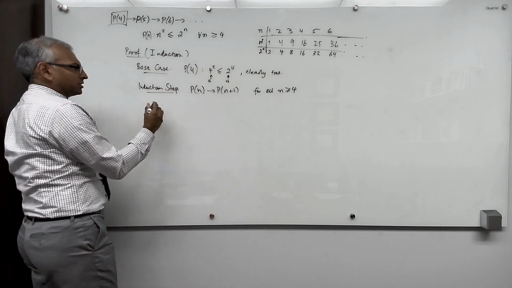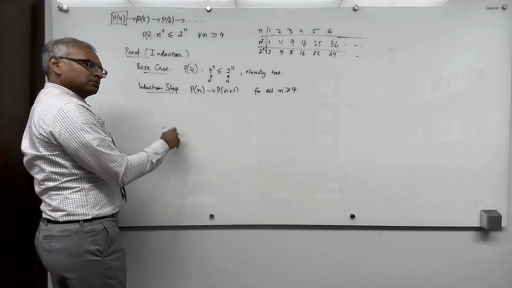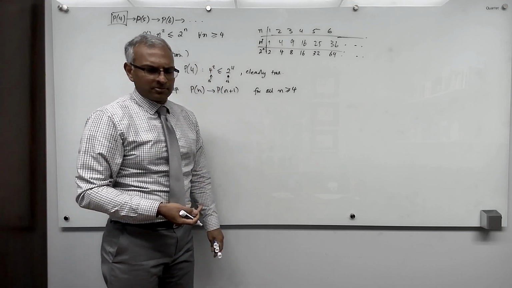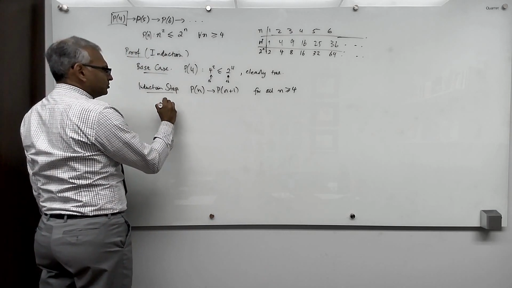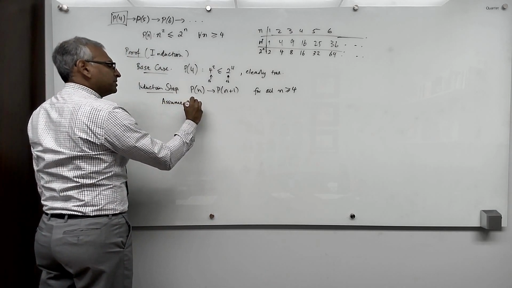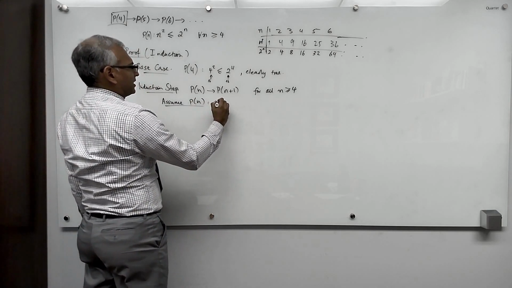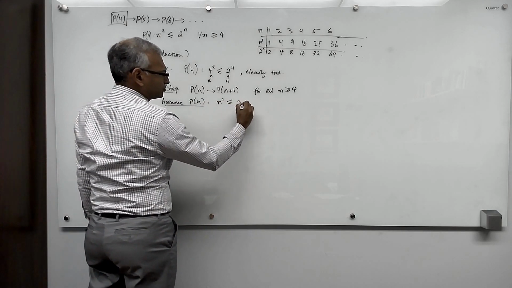Well, it's the usual story. In a proof of an implication, you can either use direct proof or contraposition, and the typical choice is direct proof. Okay? So we assume P of n. What is that? It's the claim that n squared is less than or equal to 2 to the n.